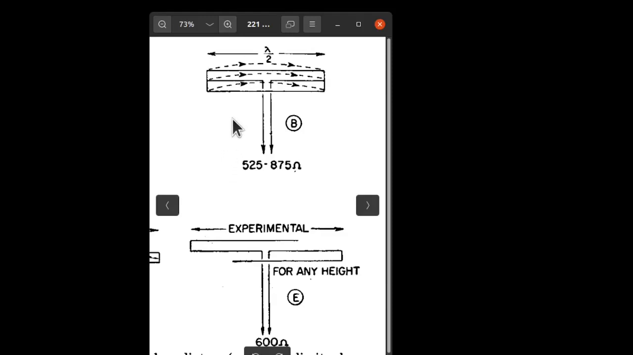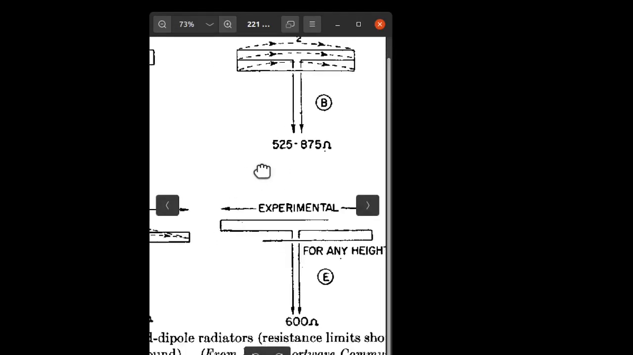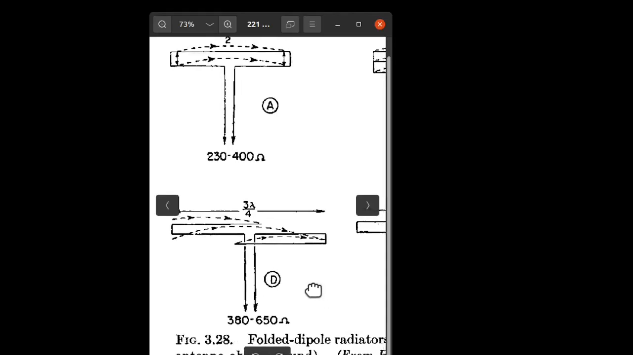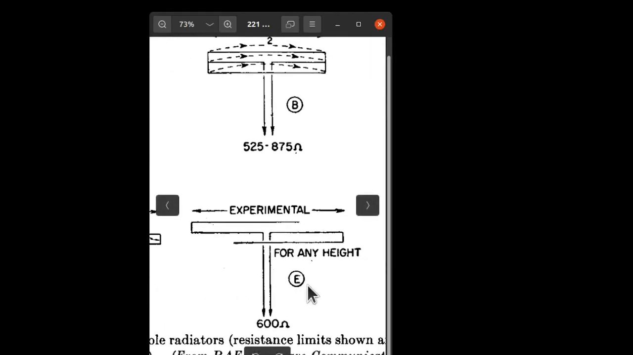Here we have 3 wires in parallel. One continuous and 2 definitely paralleled. This ups our radiation resistance another notch, upwards to 600 ohms. We can also do folds that are longer and use a 3/4 wavelength, and again we enjoy the multiplication of the radiation resistance. And this is just included for experimental for any height.